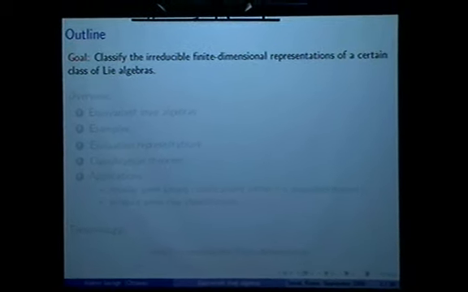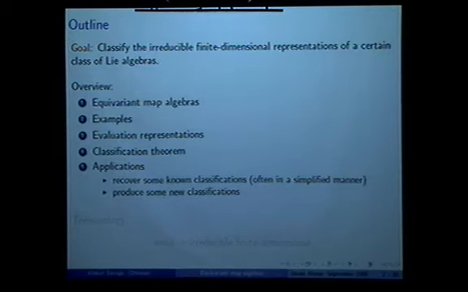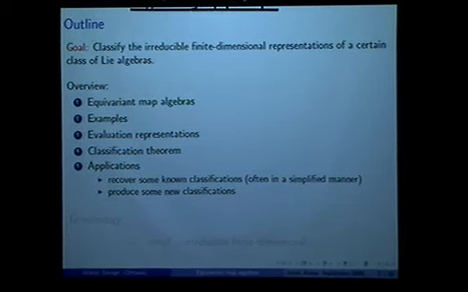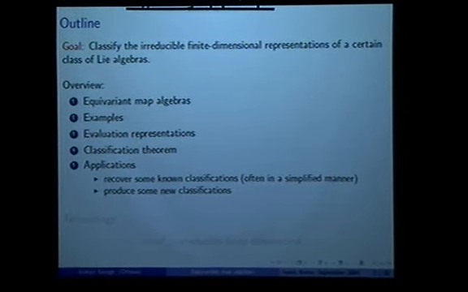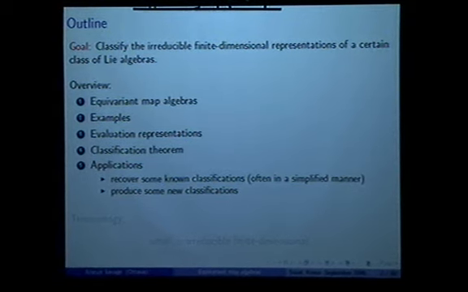So the goal of this work and this talk is to classify the irreducible finite dimensional representations of a certain class of Lie algebras. I'll start off by telling you what that class of Lie algebras is. They're called equivariant map algebras. Then I'll give you a bunch of examples of equivariant map algebras to give some motivation for why this is an important class of Lie algebras. And then I'll start giving you the results on the classification theorem.